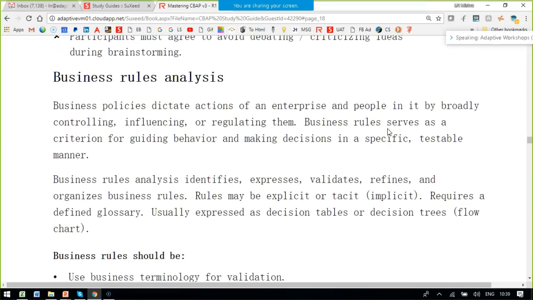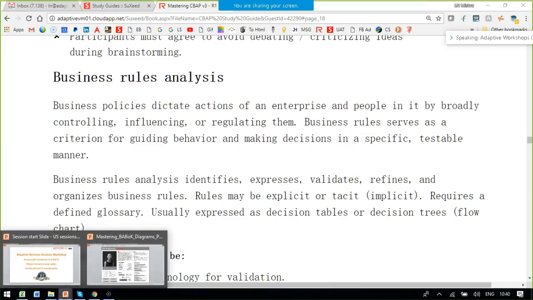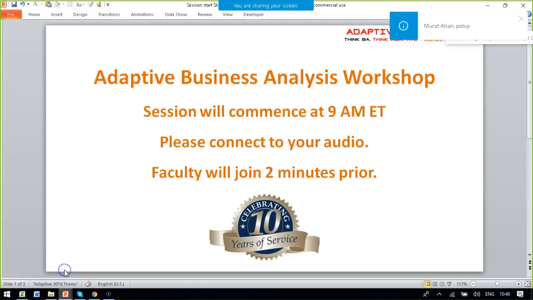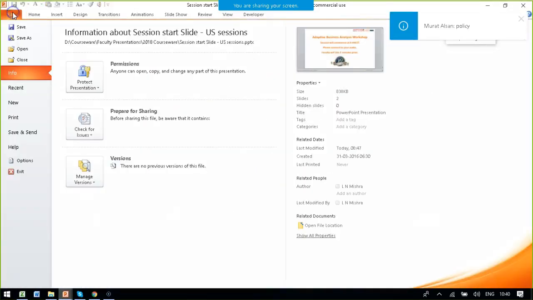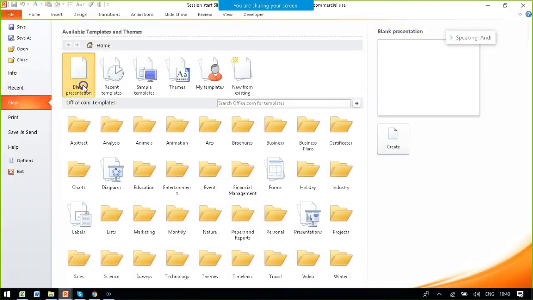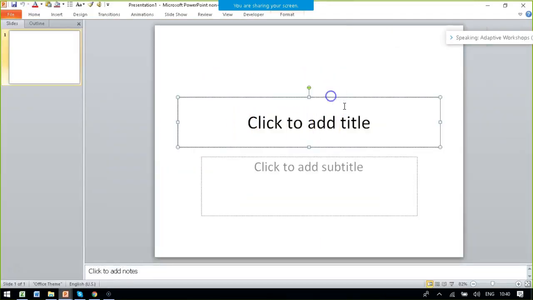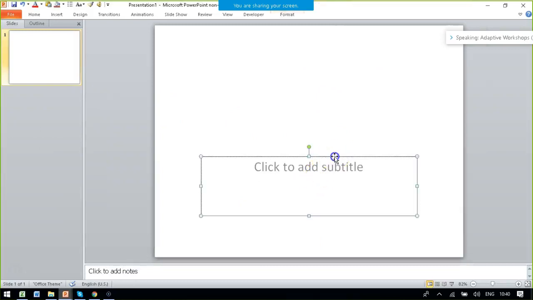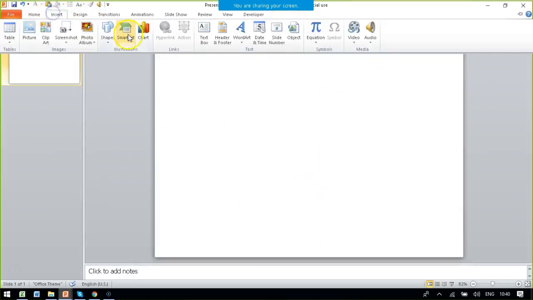We talked about business policy and business rules. Can somebody tell me which comes first? Do rules come first or do policies come first? Policies first, then rules? Correct. Policies come first.